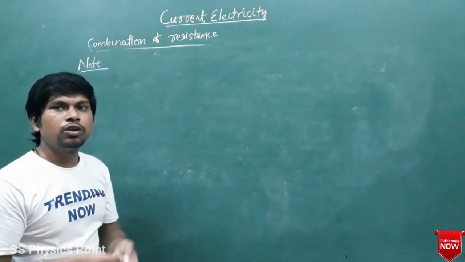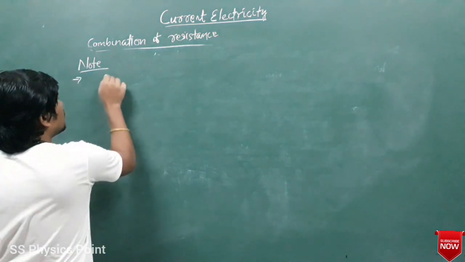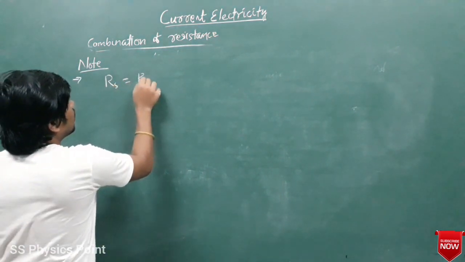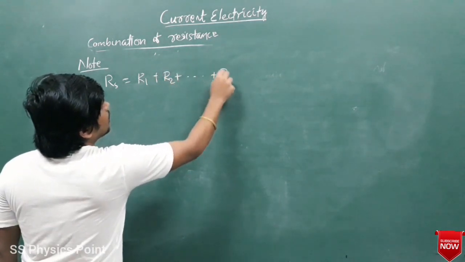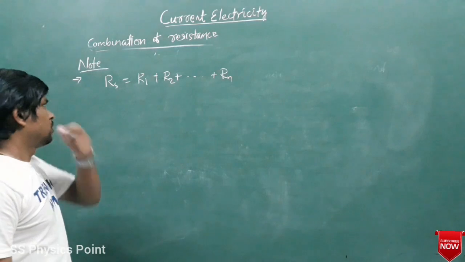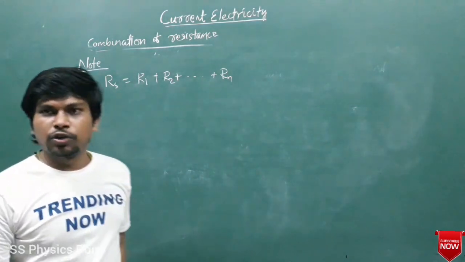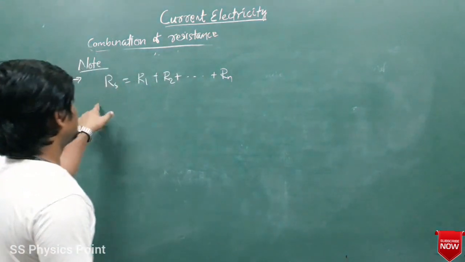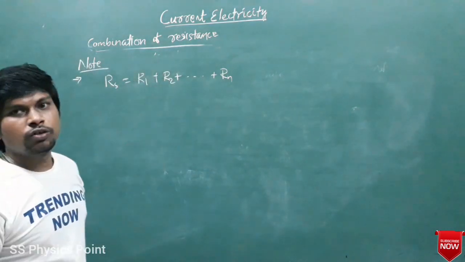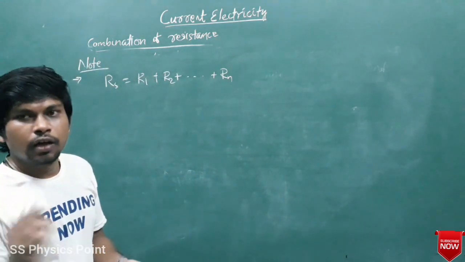मान लो n number of resistors है तो कितना होगा? RS will be how much? R1 plus R2 डॉट डॉट कितना हो जाएगा Rn. Then if there are n number of resistors, then the equivalent resistance is how much? Rs equals to R1 plus R2 डॉट डॉट कितना हो जाएगा Rn.